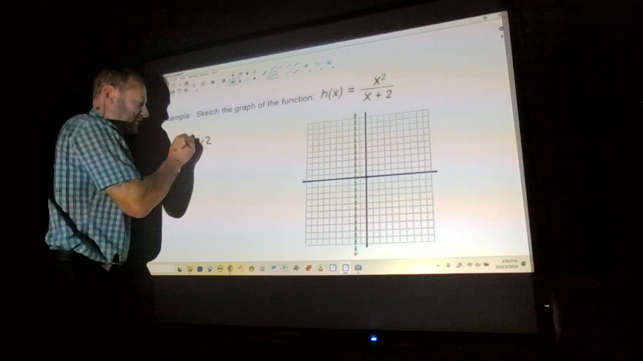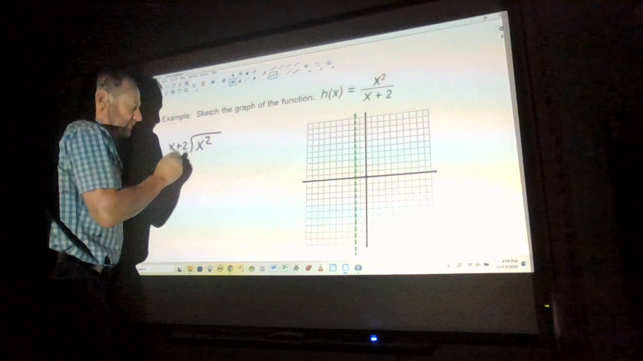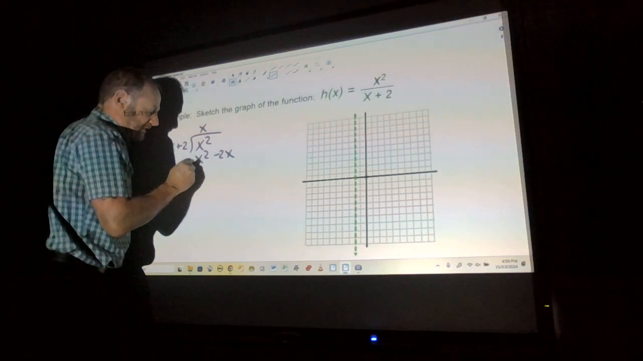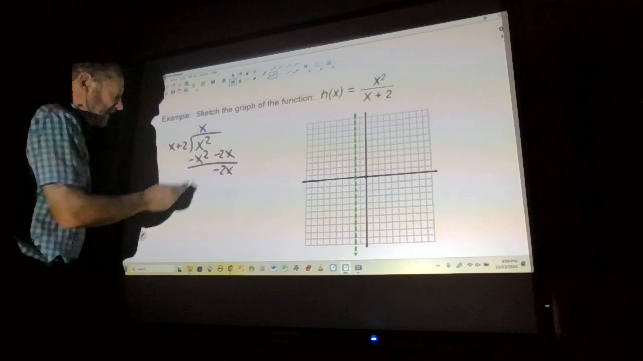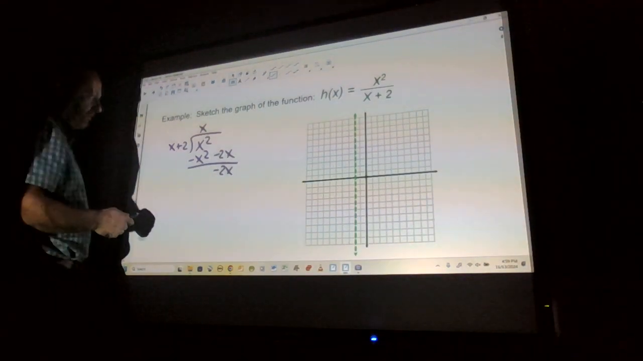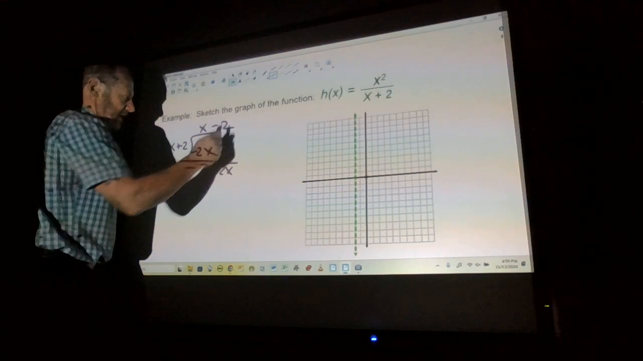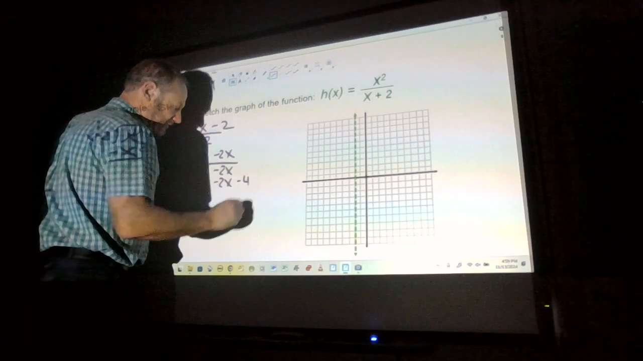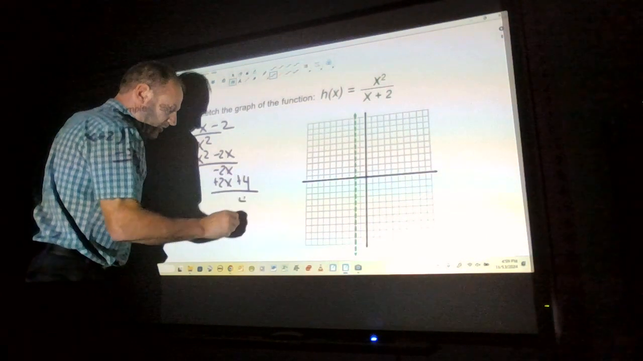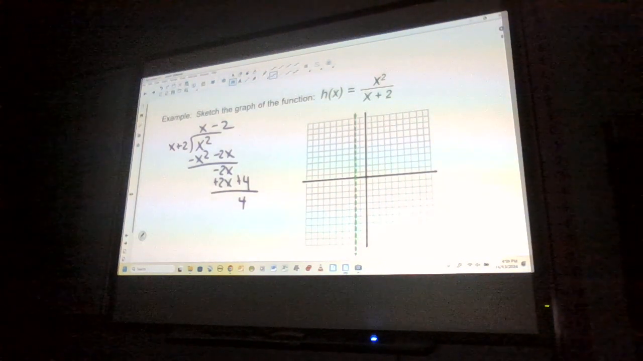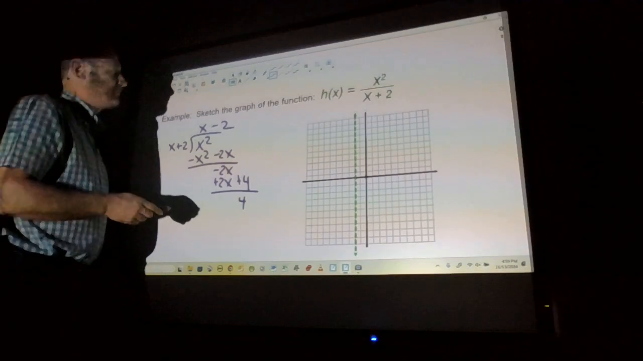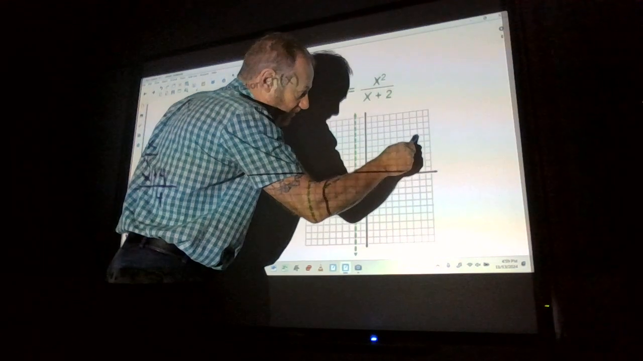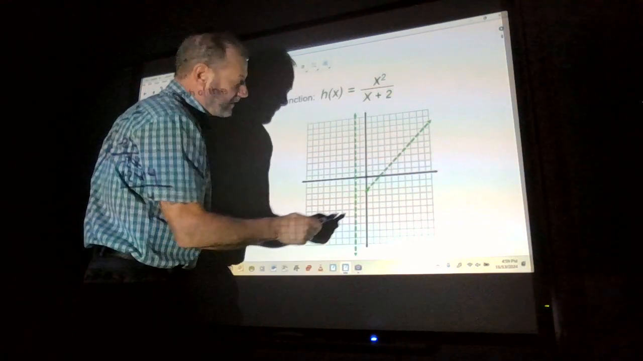So I'm going to go ahead and take x squared, and I'm going to divide that by x plus 2. So I need an x. X times x is x squared, and 2x, and I subtract that, and I get this. Oh, no, that isn't my remainder. That'll go in there negative 2 times. Negative 2 times x is negative 2x. Negative 2 times positive 2 is negative 4. I subtract that, and I get 4. That's my remainder. Okay, so I have an oblique asymptote at y equals x minus 2. So I'm going to go ahead and put that in.